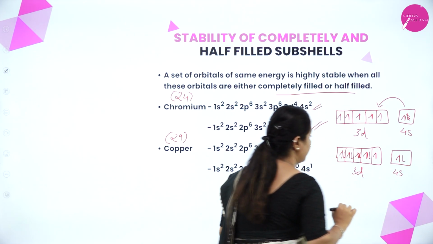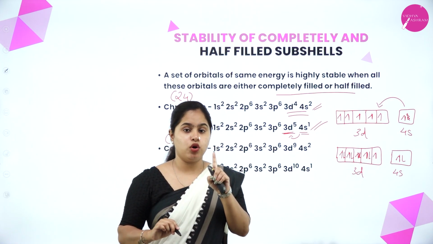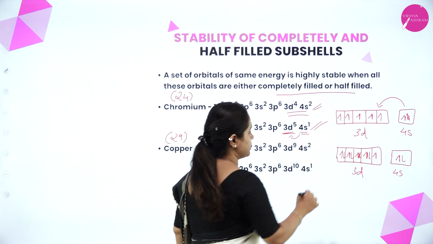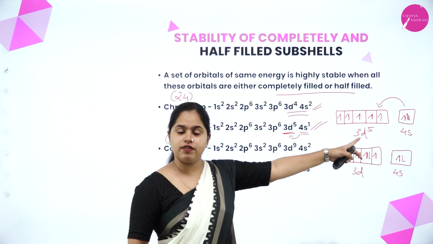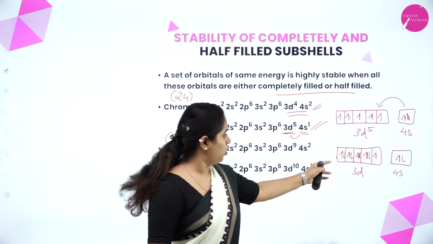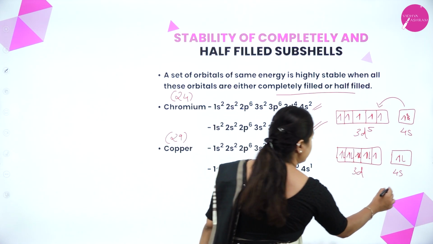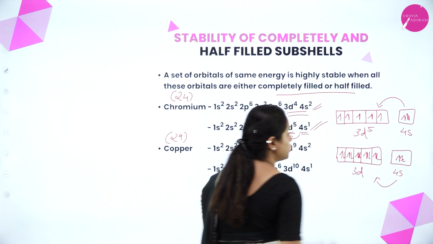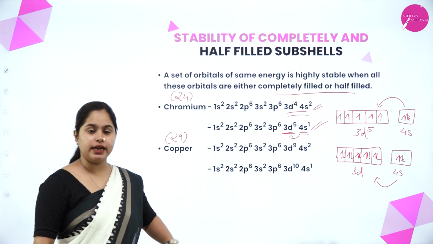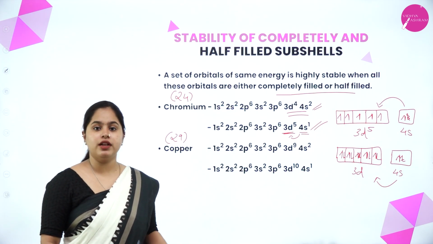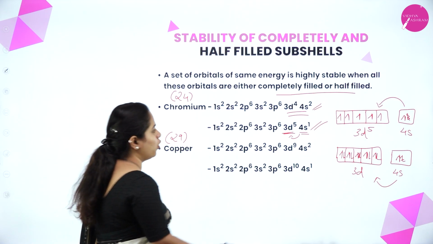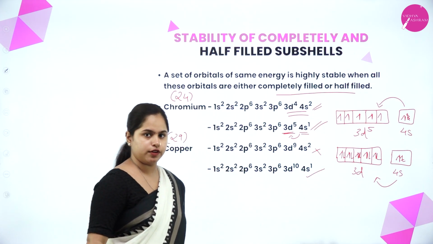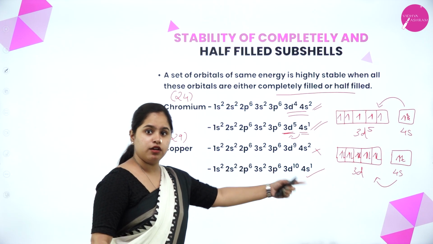In the same way, if the 3d orbital gets 1 more electron, it becomes completely filled. 5 electrons in the orbitals makes it half filled, and now all 10 electrons will be present here. If 1 electron gets transferred from 4s to 3d, it becomes 3d10, which will be completely filled. As I said, when it is completely filled or half filled, it gains extra stability. So this won't be the electronic configuration of copper. This will be the configuration: 3d10, 4s1.